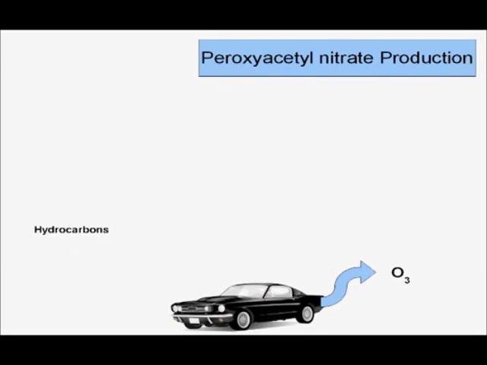Next is the peroxyacyl nitrate production. Cars emit hydrocarbons during combustion. Nitrogen dioxide, oxygen, and hydrocarbons react in the presence of sunlight to produce peroxyacyl nitrate.